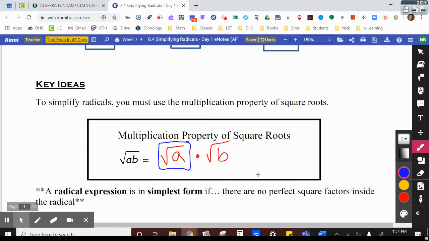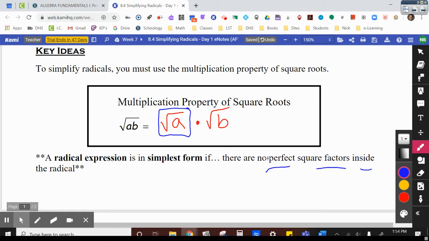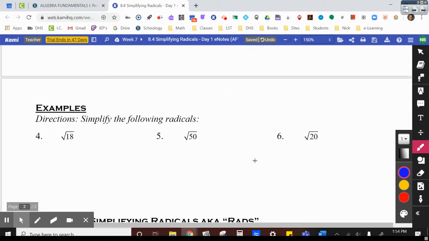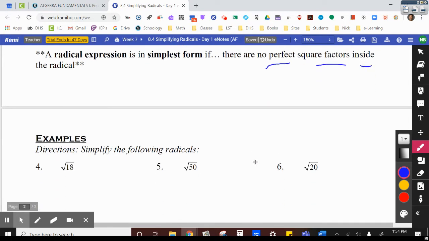A radical expression is in its simplest form if and only if there are no more perfect square factors inside the radical. So now we're going to use this multiplication property on some examples here.